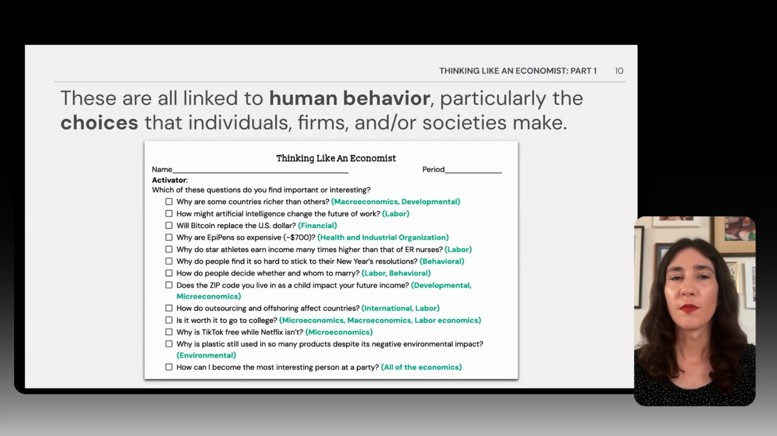On this slide, we show some of the subfields that these questions relate to and emphasize that they're all linked to human behavior, particularly the choices that individuals, firms, and/or societies make. We include these so students can see the diversity in economics and also start to think about what it is economists do.